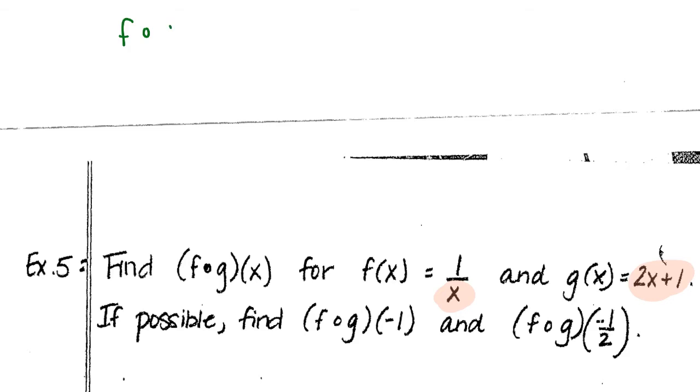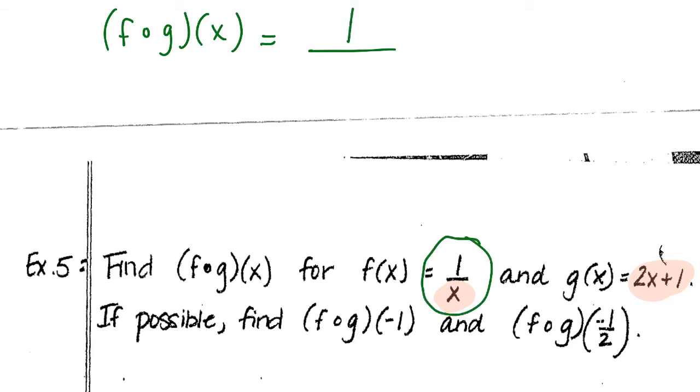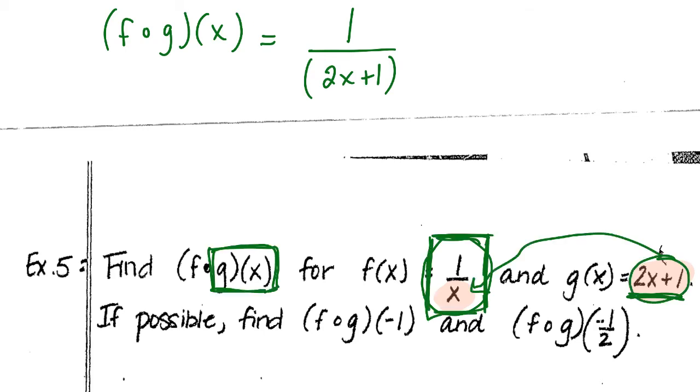F of g of x. My blueprint will be the f of x, 1 over. But because my g of x is a little bigger, I'm going to put in that whole thing. So this is going to be 2x plus 1 underneath. Does that kind of make sense? They did not tell us to state the domain. I would know that the domain would be all real numbers except x could not be negative 1/2 here. Interesting.